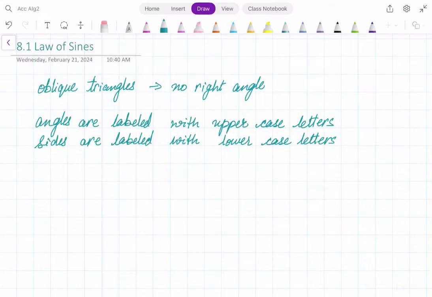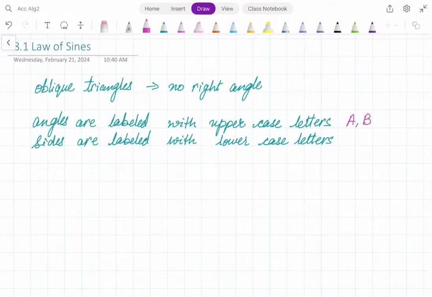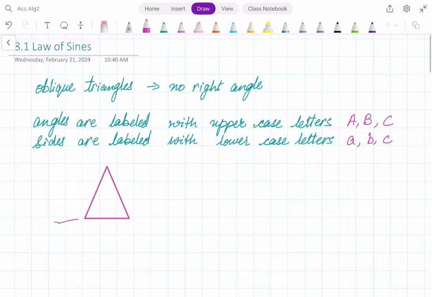Welcome back. Today we will be talking about law of sines. Law of sines is applicable when the triangles are oblique. That means there are no right triangles. As you know from geometry, angles are labeled with uppercase and the sides are always labeled with lowercase letters. So as you can see in this triangle, angles are labeled with the uppercase A, B, and C, and the lowercase is used to represent these sides.